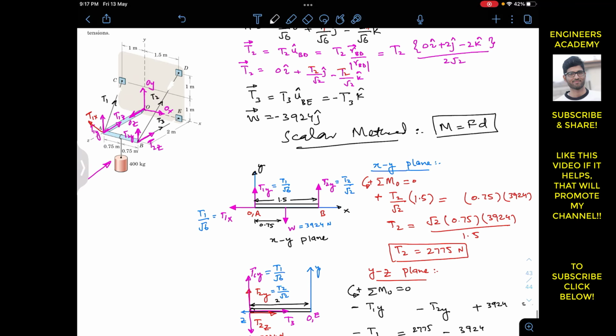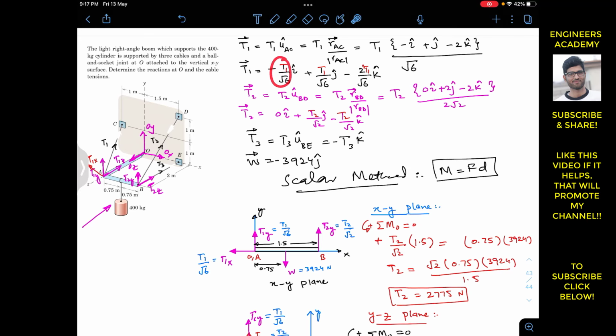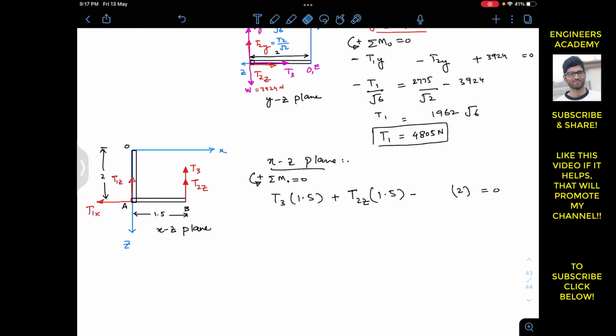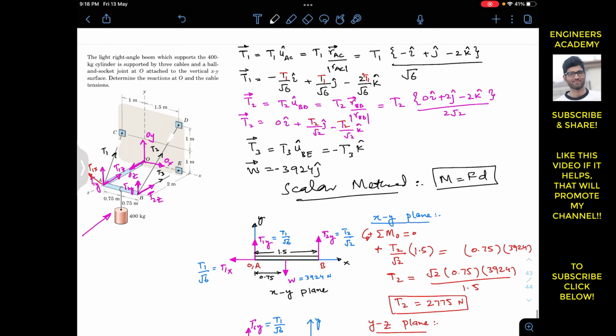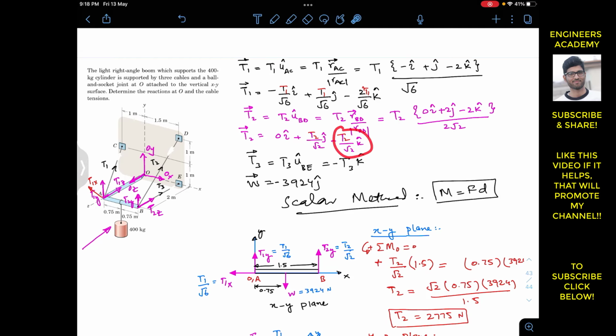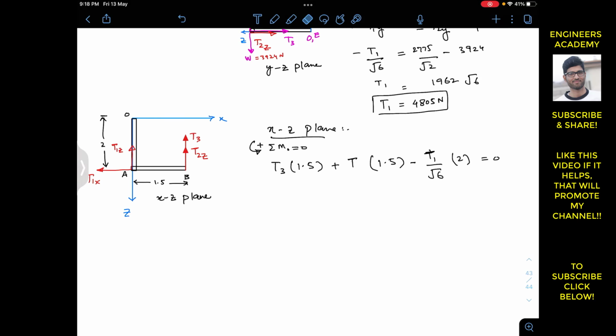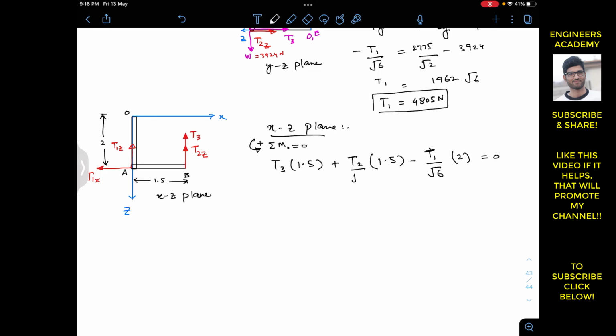So now T1x is, this is T1x, this is T1 divided by square root 6. So let me write that this T1x is T1 divided by square root 6. Similarly, T2z is T2 divided by square root 2. So now if I divide this whole equation by 1.5, this will cancel out, this will cancel out, and we will have 1.5 here.